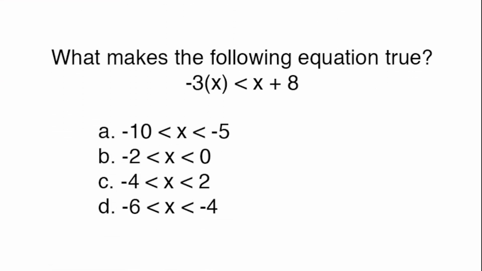What makes the following equation true? Negative 3 times x is lesser than x plus 8. The answer is B, when x is greater than negative 2, but less than 0.